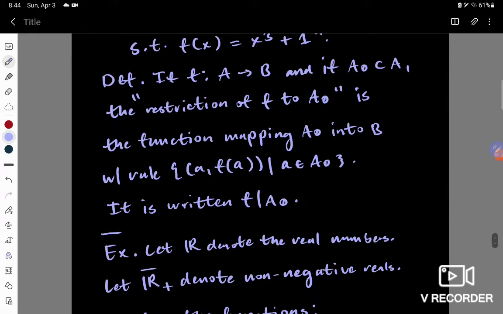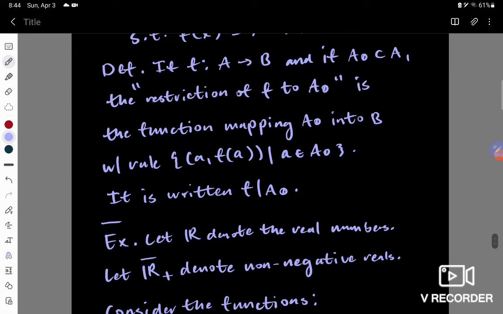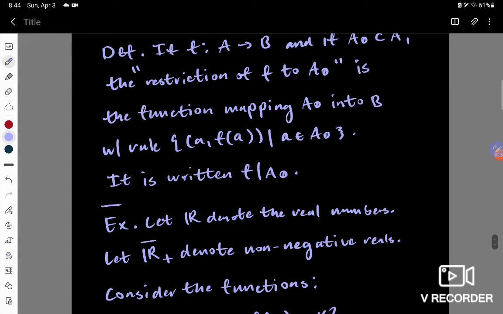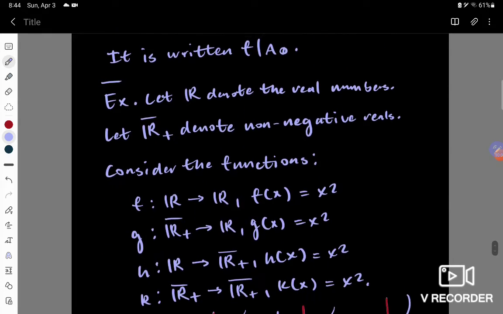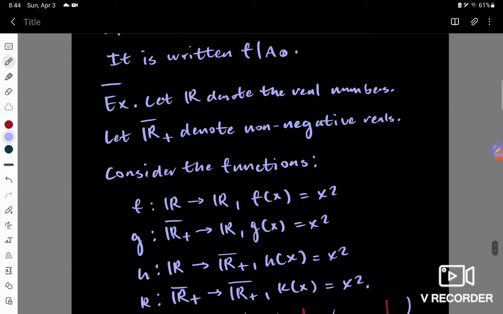Okay, here's an example about how this restriction operator might look on a function, and how if we have a similar rule of assignment, we can sometimes get different looking functions just based on restricted domain or restricted image range, sorry. So let R denote the real numbers as we've been using, and we have this little notation R bar plus, which denotes the non-negative real numbers, so including 0. And we'd like to consider 4 functions here. So we have f, g, h, and k.